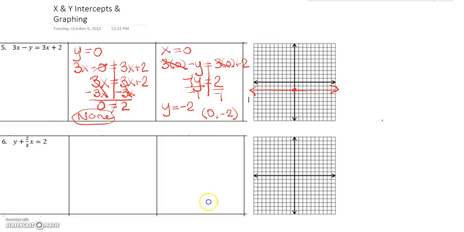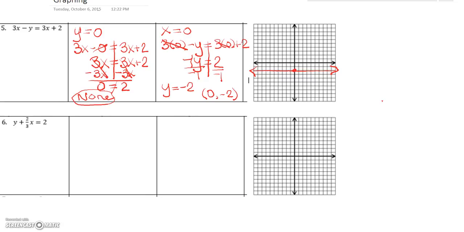Alright. On the next problem, once again, we have to make y equal 0. So change all the y's to zeros.